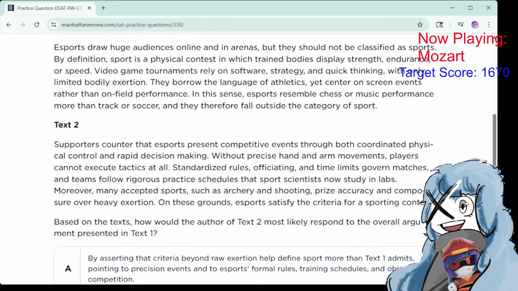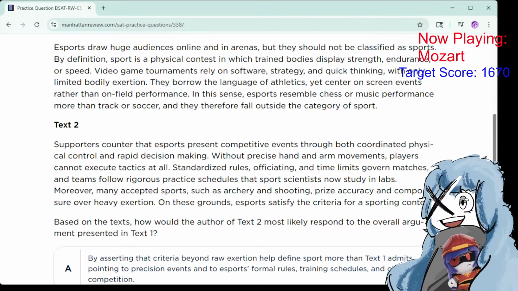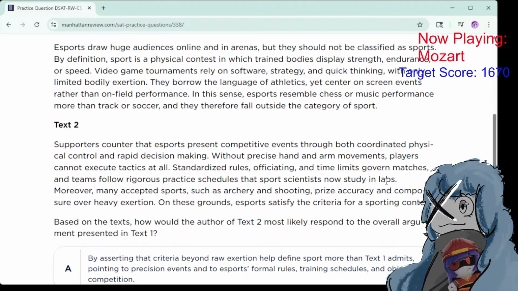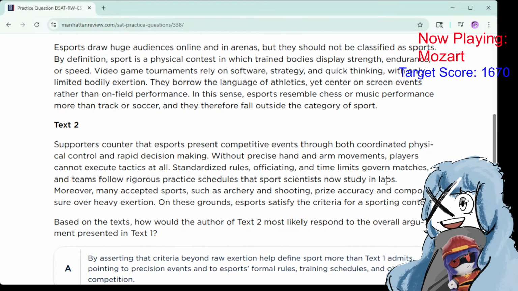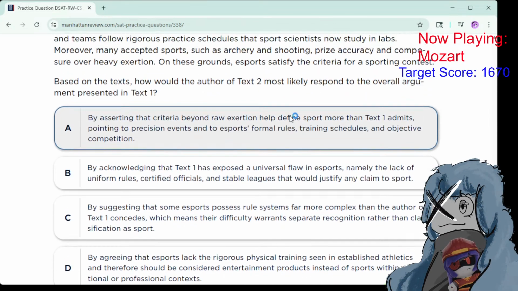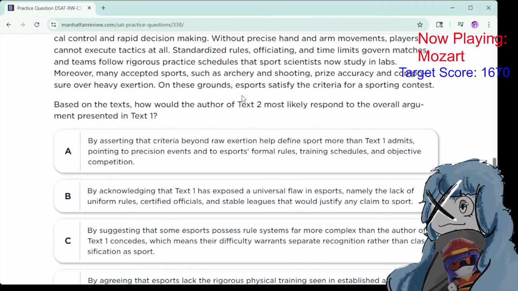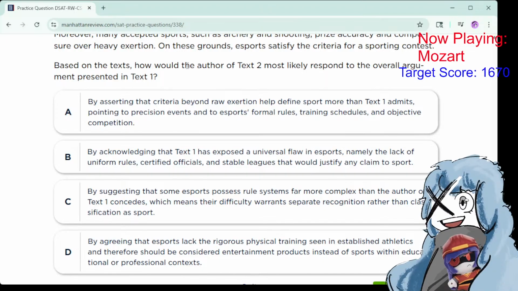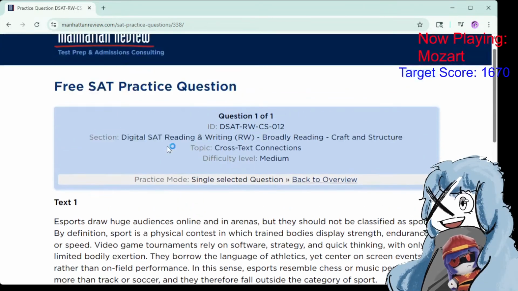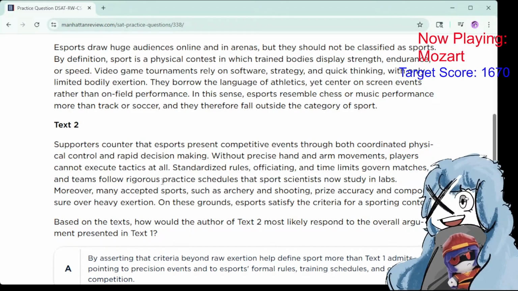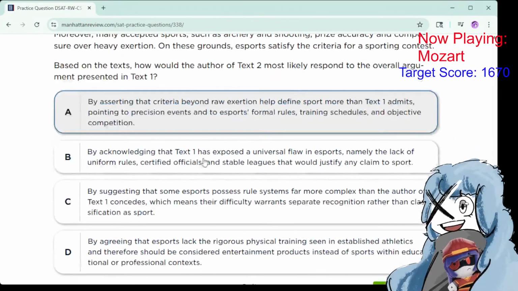The first part, I'm like, bro, we're talking about esports. However, the second part could be convincing, such as archery and shooting kind of sports. I know archery and shooting are kind of sports actually. Maybe text 1 should say they don't count either. Based on the text, how will text 2 most likely respond to text 1? Basically everything she just said. It's basically the whole point.